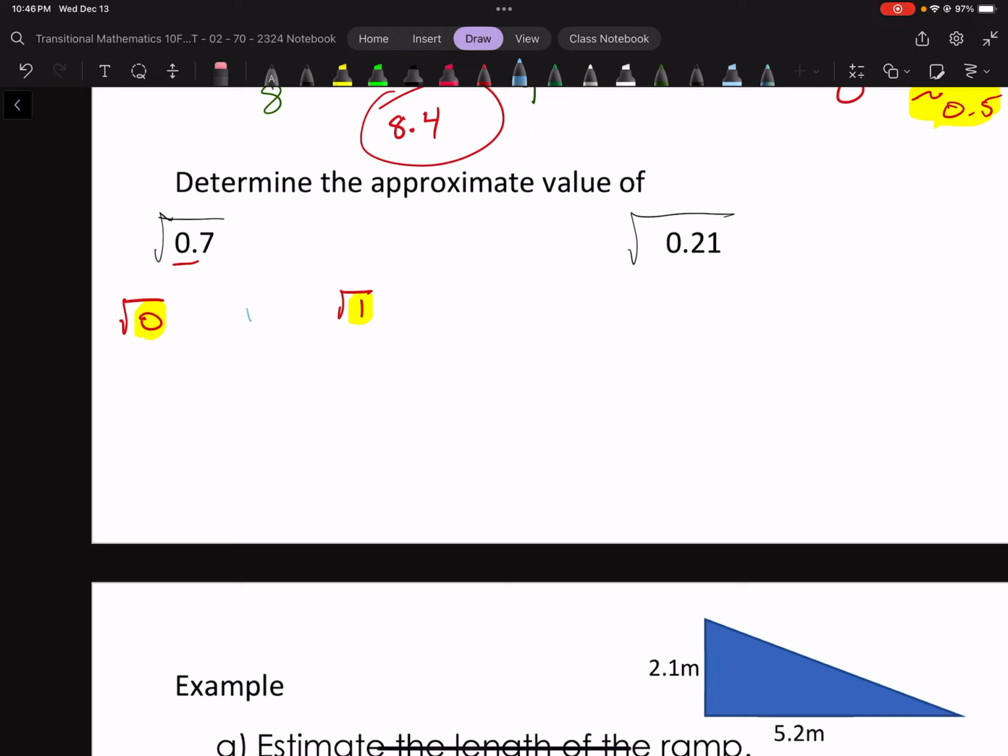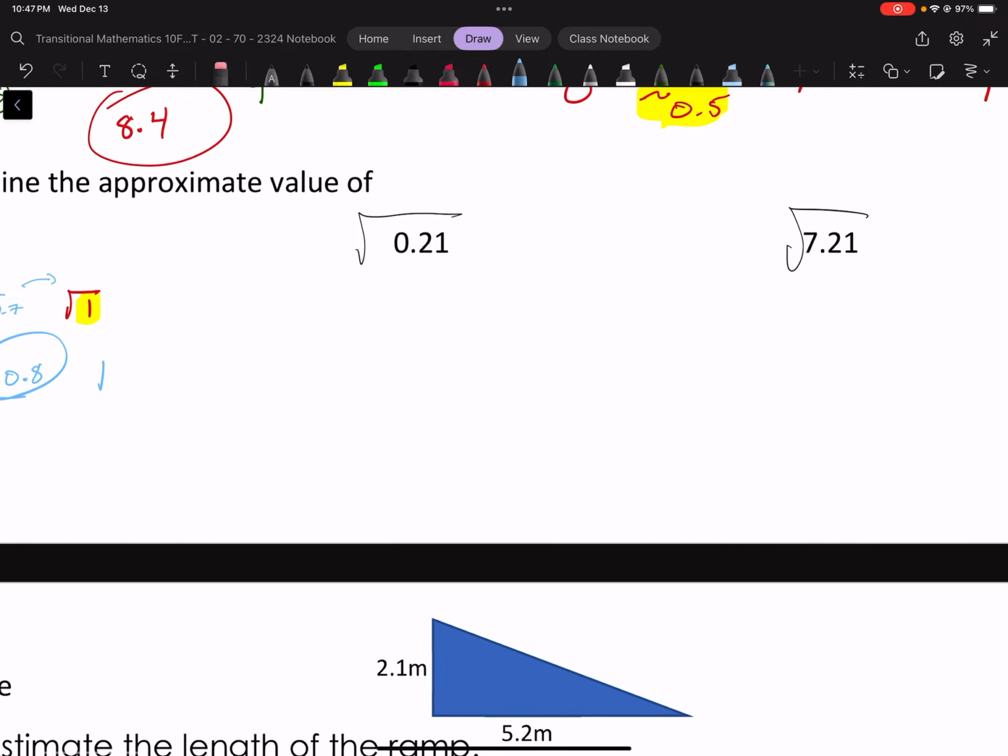So I know that the square root of 0.7 is likely closer to the square root of 1. The square root of 0 is 0. The square root of 1 is 1. The square root of 0.7, I might even say it's approximately 0.8. Approximately 0.7. That's what would be my guess. Okay? But I can do better than that. But allow me to go through these three examples first.